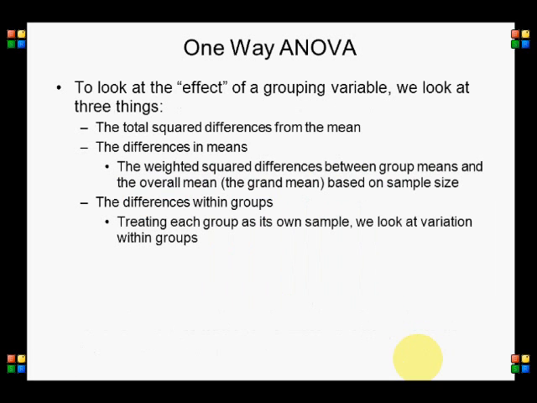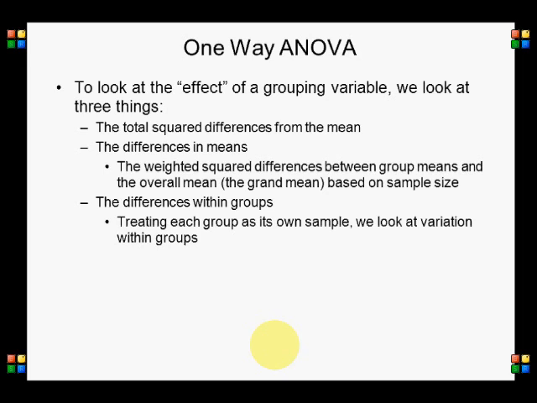So talking about these effects of eye color, we look at 3 different things. We look at the total squared difference from the mean, just like we used to compute variance; the differences in the means of the different groups, and we weight these based on how many people we have in each group, which is important to do. There are a couple different ways to do it, but we'll talk about that in class probably next time. And then the differences that exist within the groups.